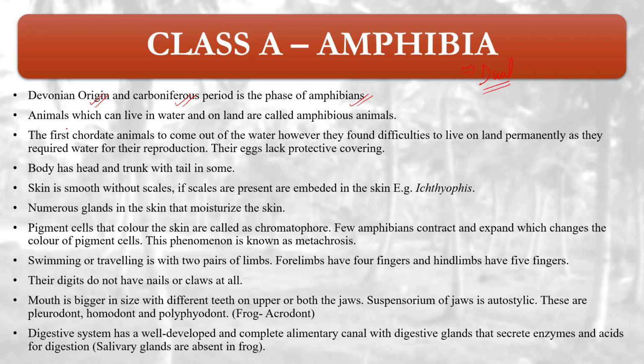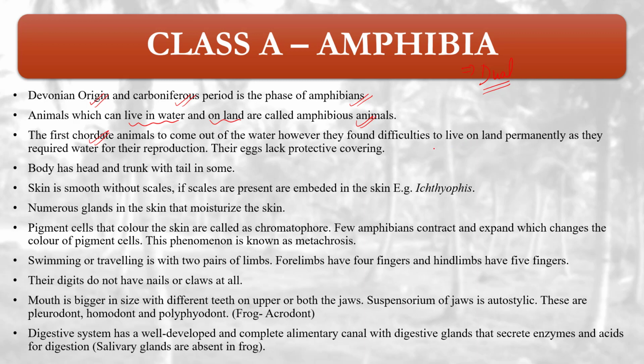Animals which can live in water and on land are called amphibians. Okay, they are known as what? Amphibians, right? Now, the first chordate animals, they come out of water, however, they found difficulties to live on land permanently. Yeah, because it is a transition, they are basically coming out from water to land.